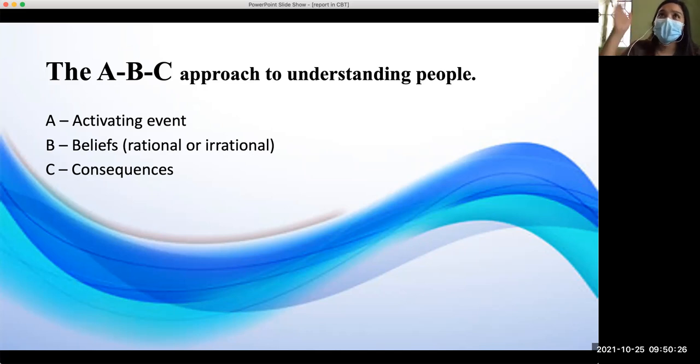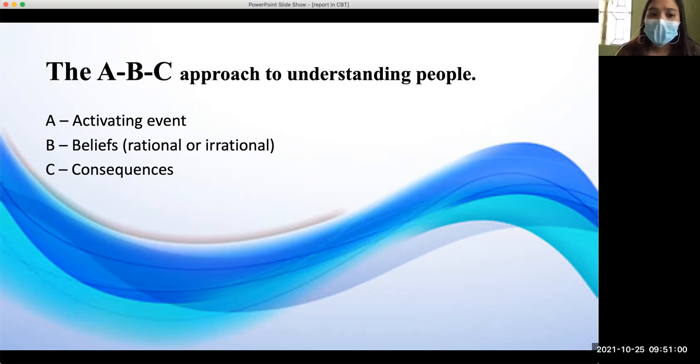Compare that to when you have a rational belief. The activating event is that you are told by your boss that he is unhappy with your work. The result at B, since it is a rational belief, is a positive emotion. Your thought is that I did my best. The result at the consequence is that you feel disappointed but confident that things will get better.